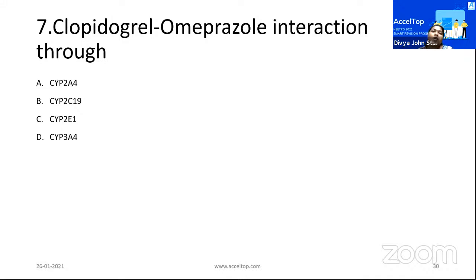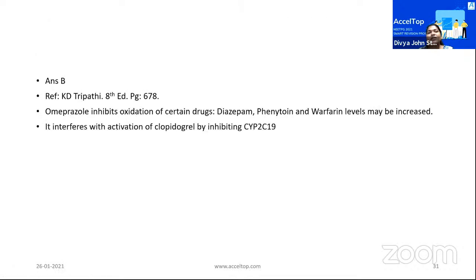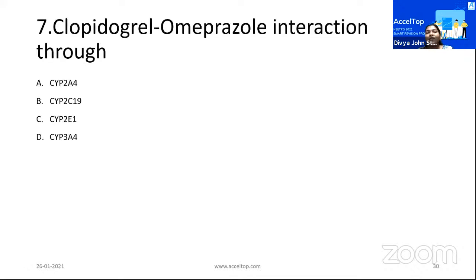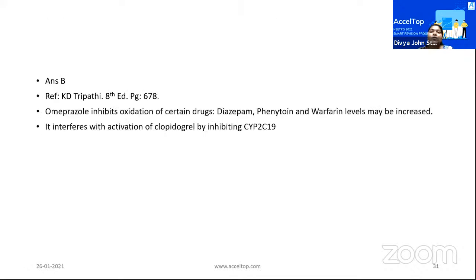Next is your clopidogrel omeprazole interaction. This is common clinical utility question 2. Which is the site that produces drug interaction between clopidogrel and omeprazole? The cytochrome enzyme involved in the metabolism of these two substrates is CYP2C19. Omeprazole inhibits the oxidation of certain drugs like diazepam, phenytoin, warfarin, so their levels may be increased, and it also interferes with the activation of clopidogrel by inhibiting CYP2C19.